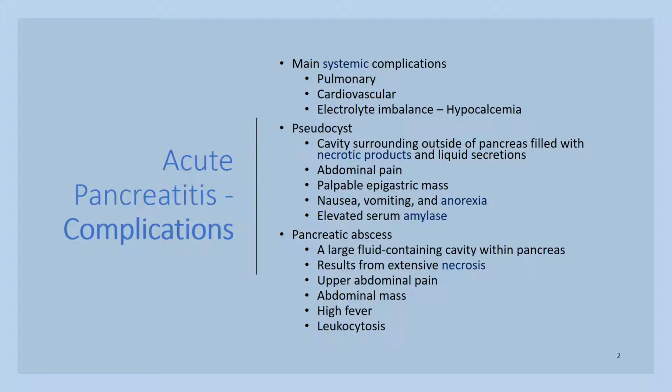A pancreatic abscess is another severe complication of acute pancreatitis. It's a large fluid-containing cavity within the pancreas resulting from extensive necrosis. It causes upper abdominal pain, high fever, and typically a leukocytosis.